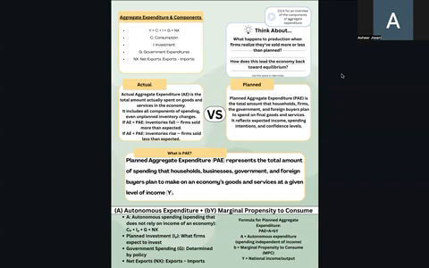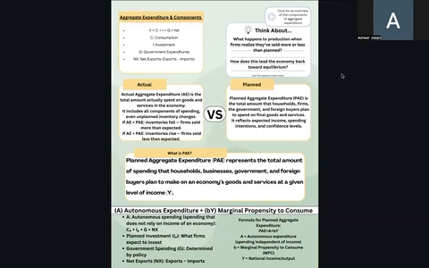Next, you've got B, which is the marginal propensity to consume, or MPC. This tells us how much consumption increases when income increases by just $1. So this is basically the slope of the line on your graph. The formula is going to be B equals the change in consumption over the change in aggregate expenditure.